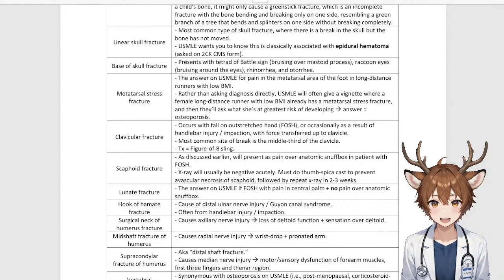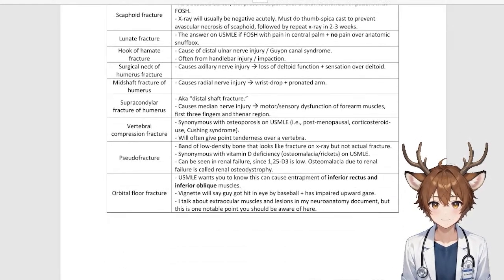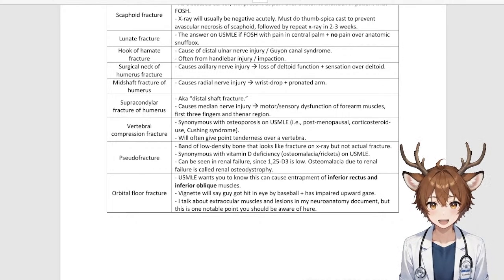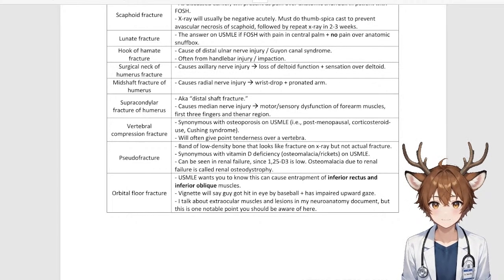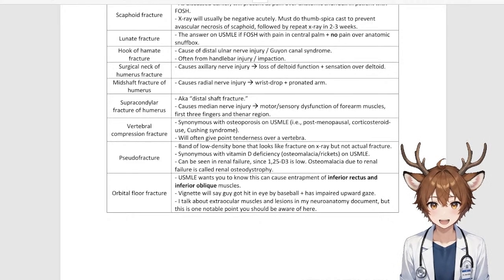Surgical neck of humerus fracture. So we're kind of replaying a little stuff we did yesterday with this kind of stuff. Surgical neck of humerus fracture causes axillary nerve injury, loss of deltoid function plus sensation over the deltoid. Mid-shaft fracture of the humerus causes radial nerve injury, wrist drop plus pronated arm.